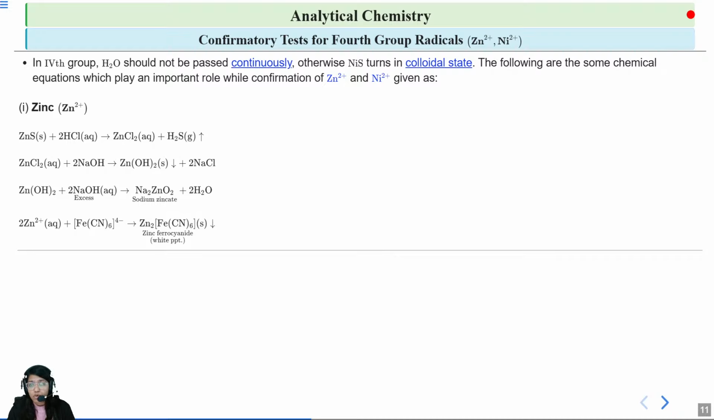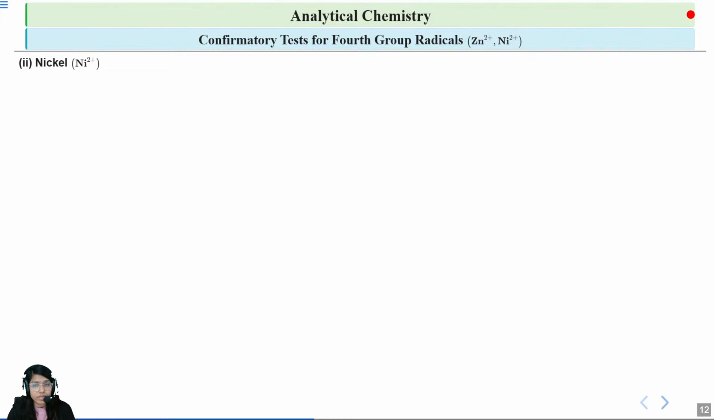The conformity test for zinc ion is performed using ferrocyanide ion, [Fe(CN)6]4-. Zinc ions react with potassium or sodium ferrocyanide to produce a white precipitate of zinc ferrocyanide. The formation of this white precipitate of zinc ferrocyanide, Zn2[Fe(CN)6], confirms the presence of zinc ion in the given solution. Now let's see the reactions for Ni2+ ions.